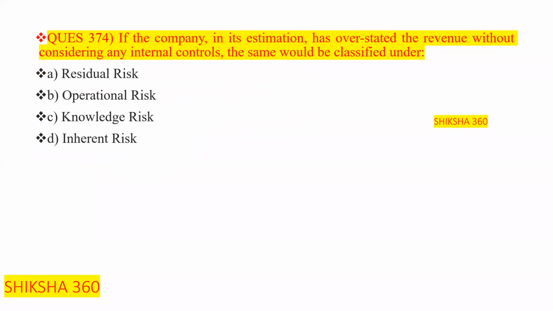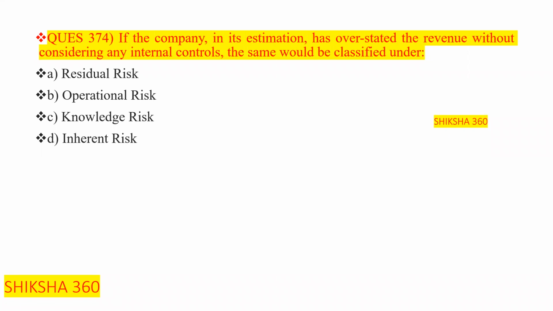Now move to the next question, question number 374. A little bit different question I will discuss here. If the company in its estimation has overstated the revenue without considering any internal controls, this question is shared by one of the students. That's why we will discuss here. They will face issue. So what is the answer? The same would be classified under.